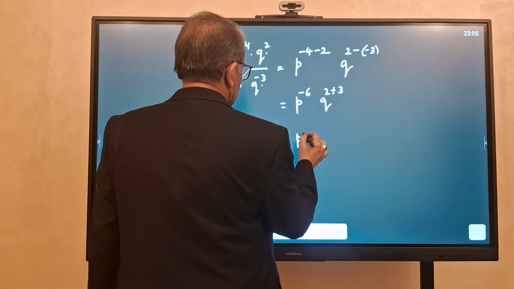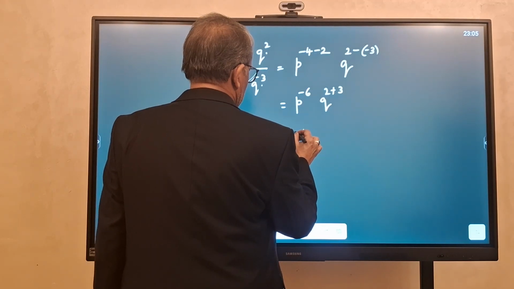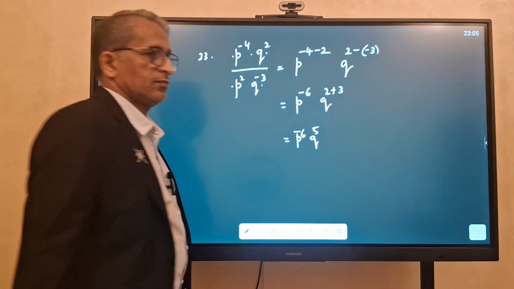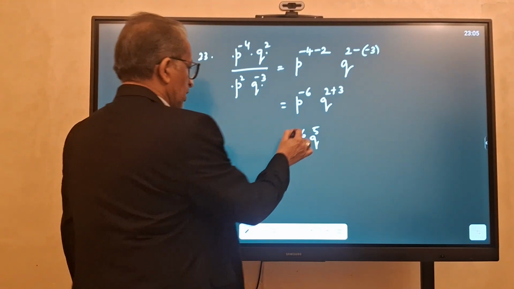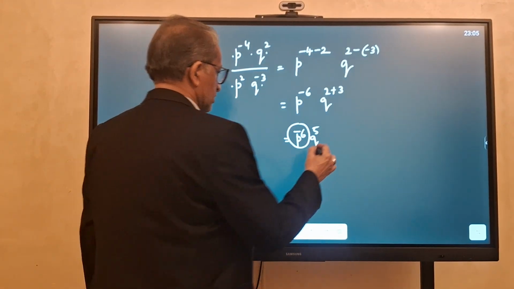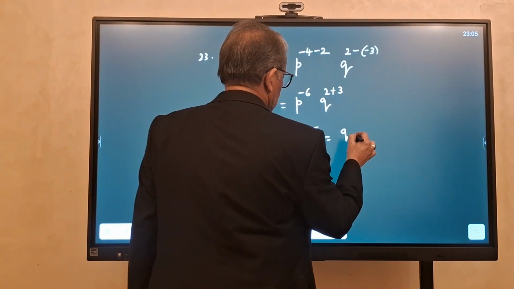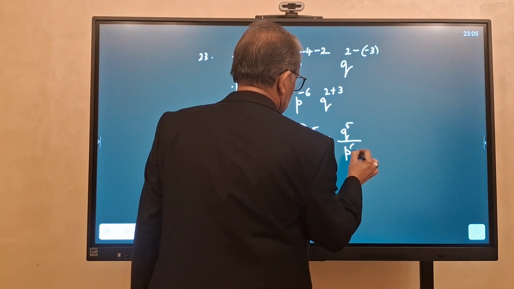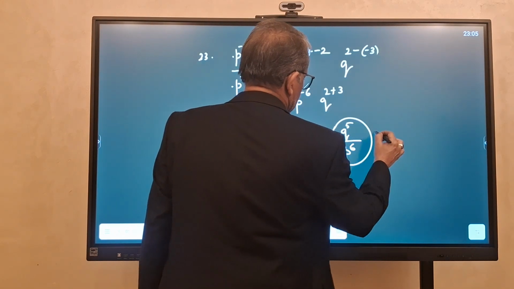So the answer is minus 6 Q to the power 5. But the power is negative, so I have to make it positive always. So therefore, what is left up? Q5. What is down? P to the power 6. That's the answer.